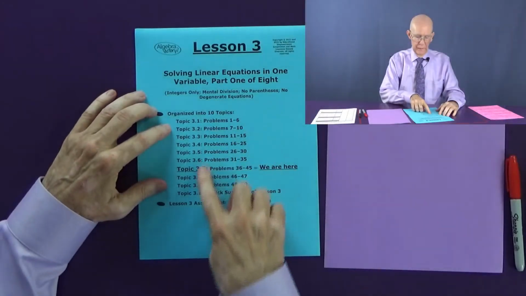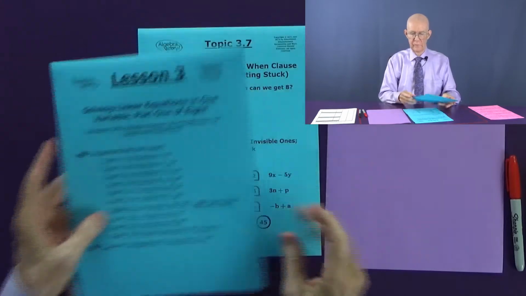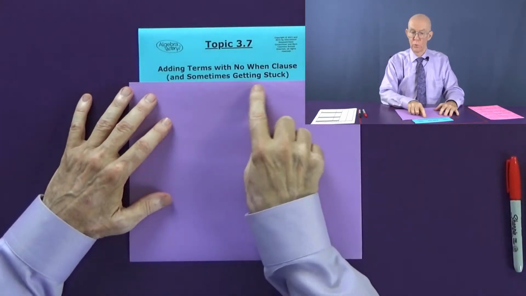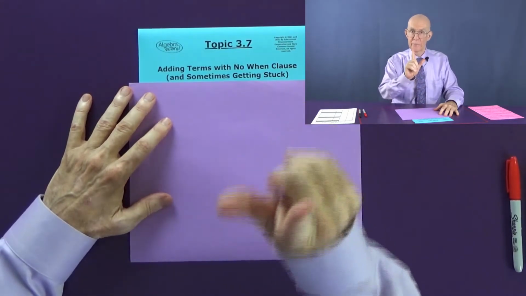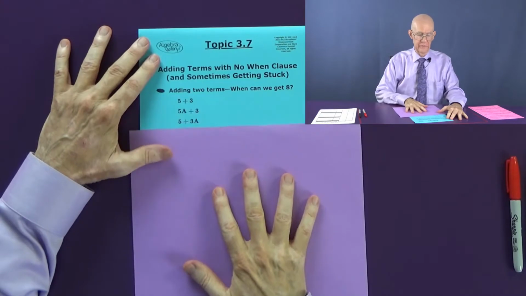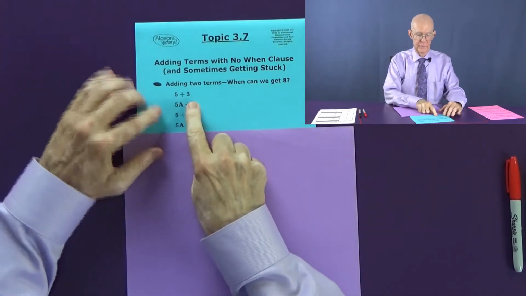This is AlgebraVictory Lesson 3, and we're now in topic 3.7. We're right here. So let's see what this topic is. This is called adding terms with no common letters, and sometimes getting stuck. All right, now we're going to do several examples of adding two terms together that have 5 and 3 in them. Here they are.